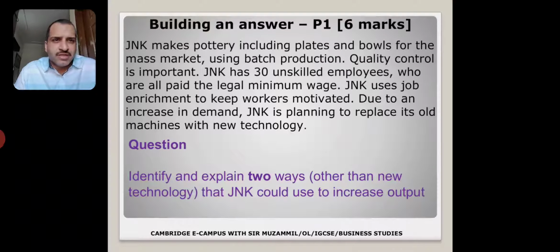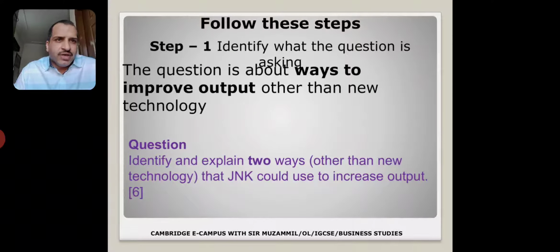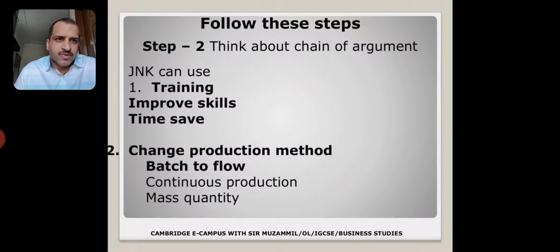I told you what the first step is. You have to identify what the question is asking. The question is about ways to improve output other than new technology. Right? Clear? It means how output can be improved for this business other than new technology, because new technology is already given in the question. So the second step would be to think about the chain of argument.